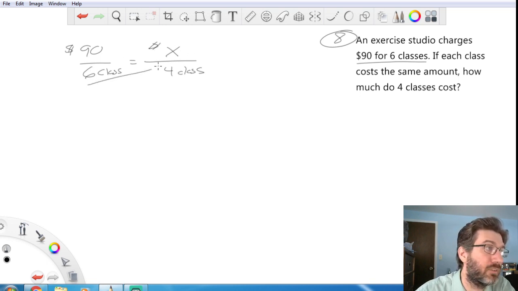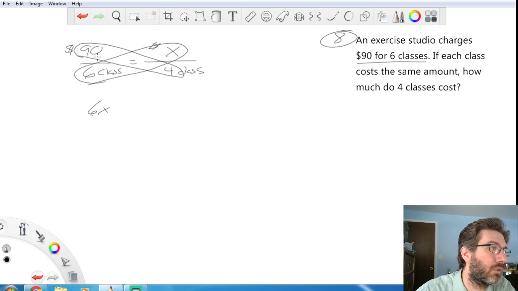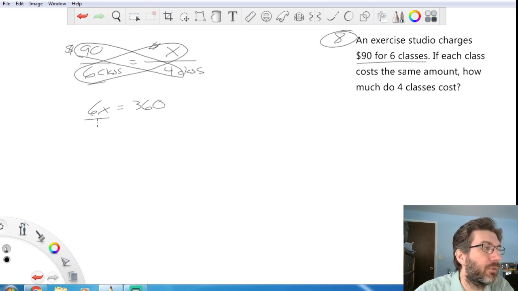Solve the same way. 6 times x gives you 6x. 90 times 4 gives you 360. Divide that by 6, divide that by 6, this cancels, leaves you with x. X equals, well, 360 divided by 6 is 60. So it is $60.